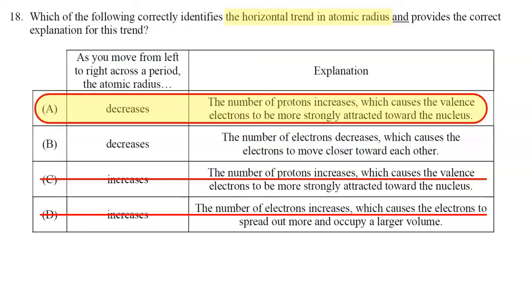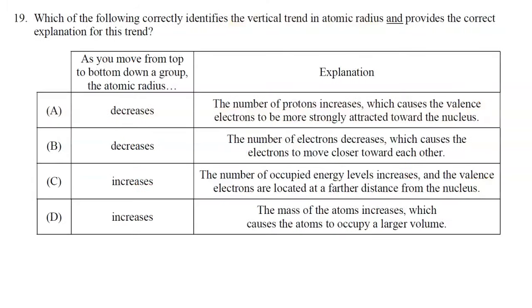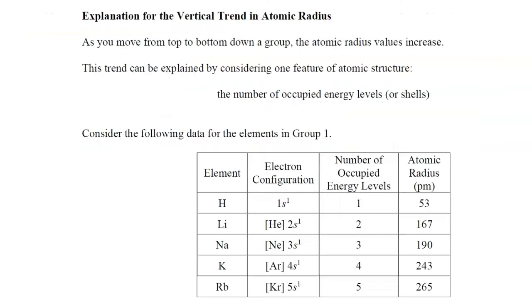Now let's take a look at question 19, which says, which of the following correctly identifies the vertical trend in atomic radius and provides the correct explanation for this trend? So in your packet entitled Periodic Table, you learned that as you move from top to bottom down a group, the atomic radius values increase.